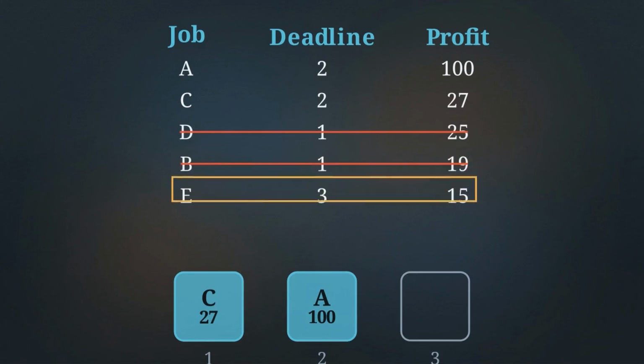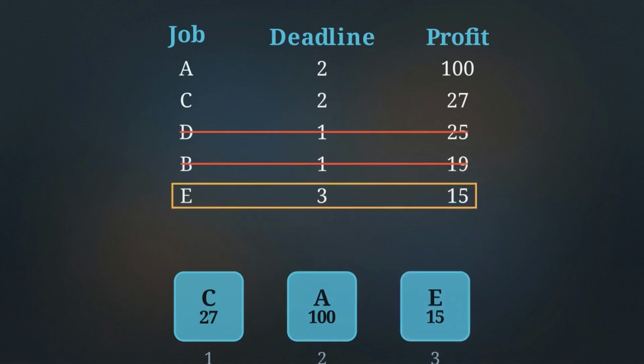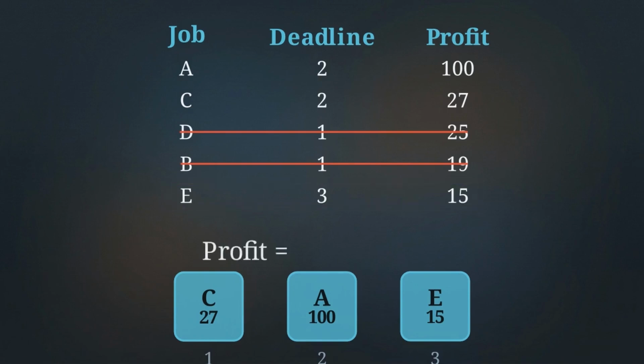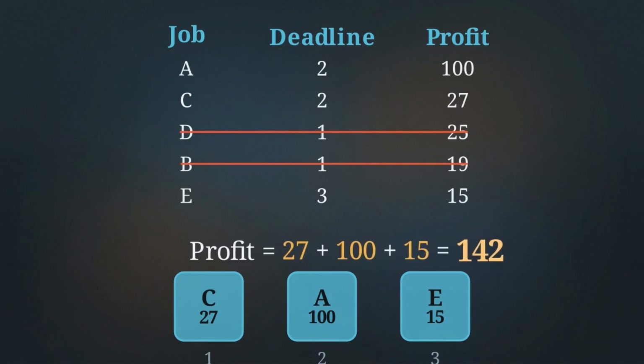Job D triggers the rejection condition. It has a deadline of 1. It targets slot 1, but slot 1 is already occupied by Job C. Because there are 0 available slots earlier in the timeline, it fails. The algorithm rejects Job D. Job B has a deadline of 1 and faces the exact same rejection fate due to the lack of early slots. Finally, Job E enters the loop.